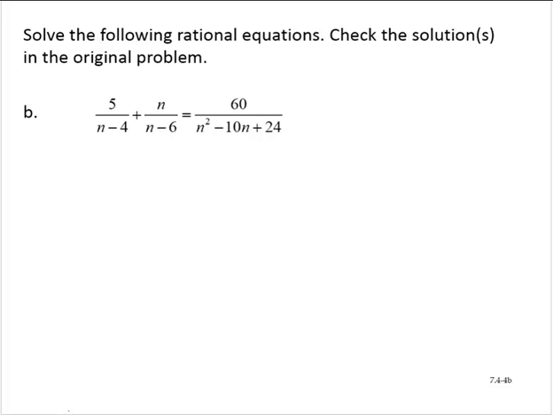All right, example B. We have 5 over n minus 4 plus n over n minus 6 is equal to 60 over n squared minus 10n plus 24. Let's see what we need to exclude. Well, let's go ahead and factor that second denominator first. N squared minus 10n plus 24 factors as n minus 4 by n minus 6. So notice we have the same factors. And so let's see what we need to exclude.